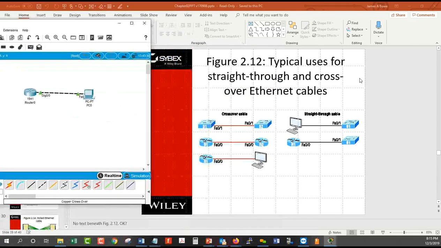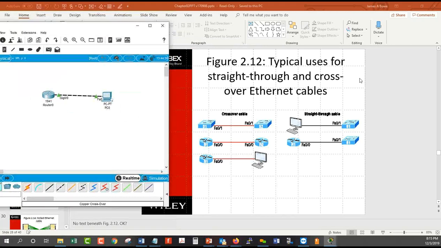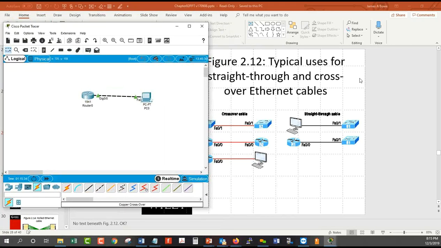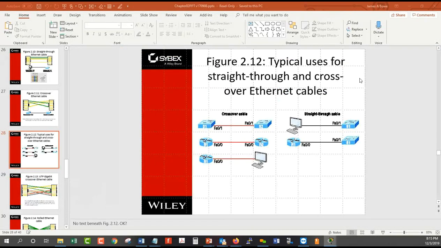Now, quite frankly, because of this confusion here, I am not going to ask you one of these questions. It just creates too much confusion. But you should be aware, if you go on for your CCNA, you should be aware of some of these rules.